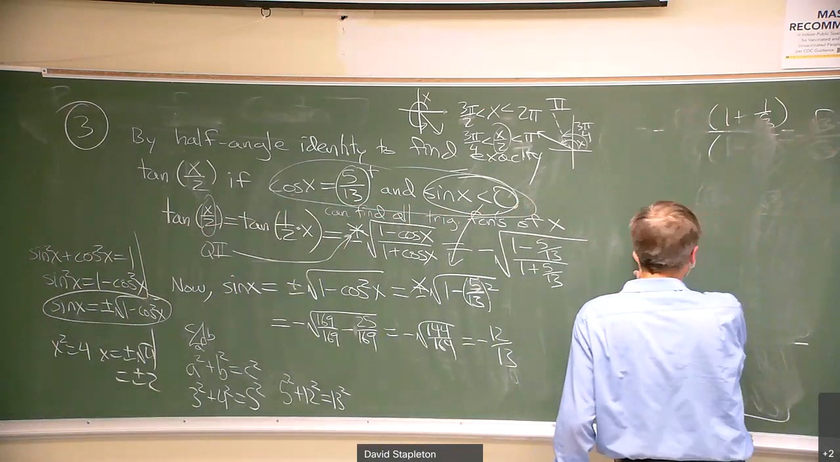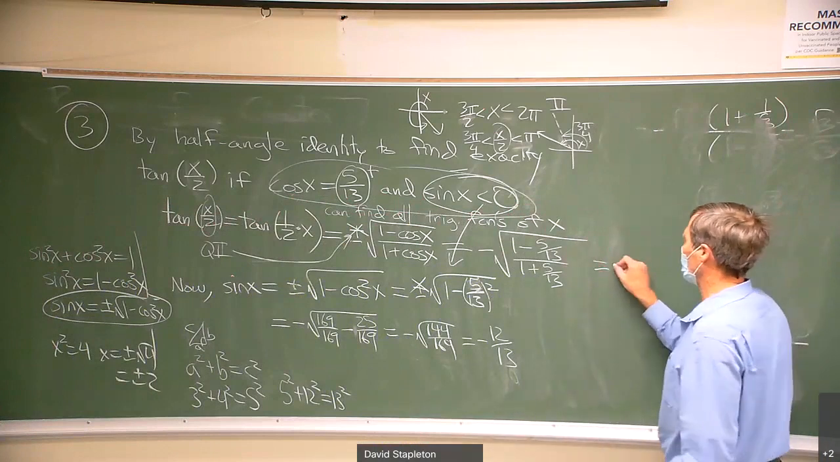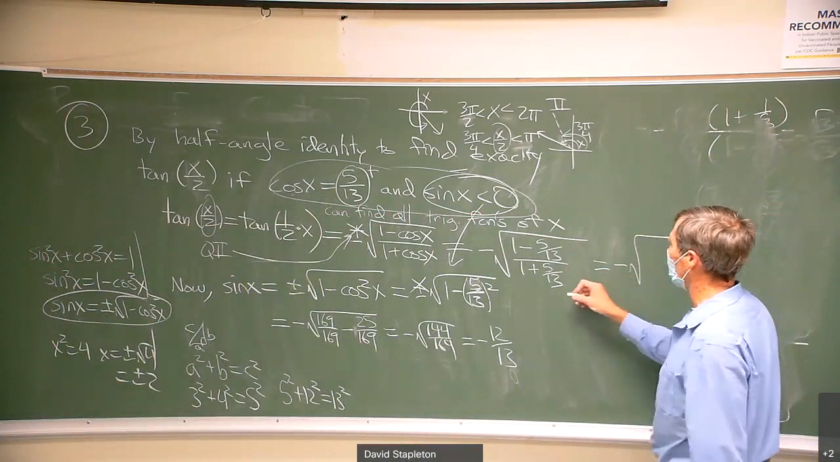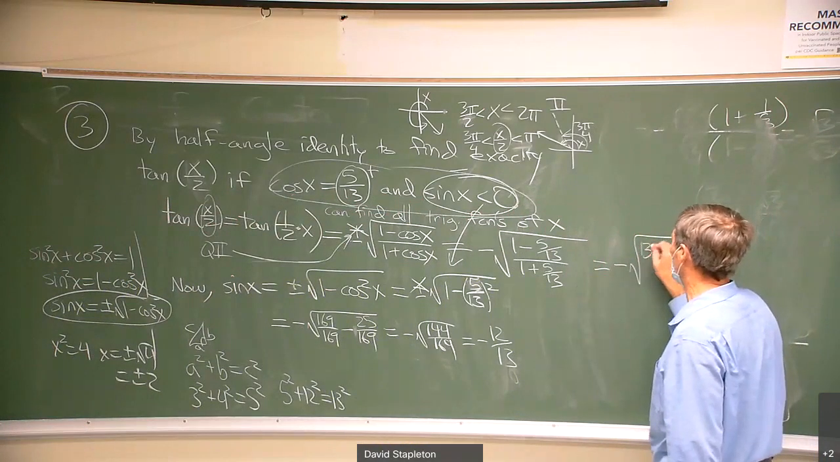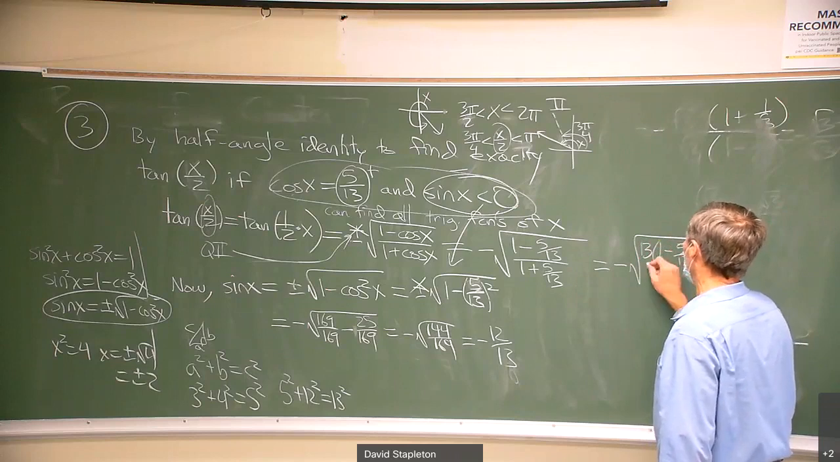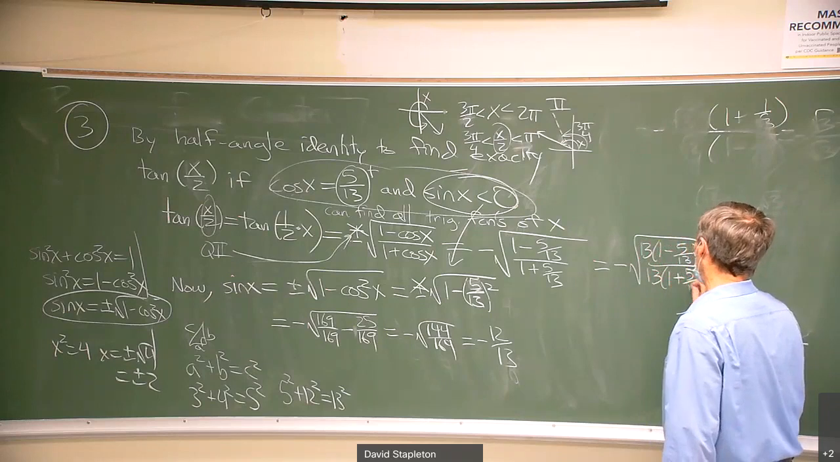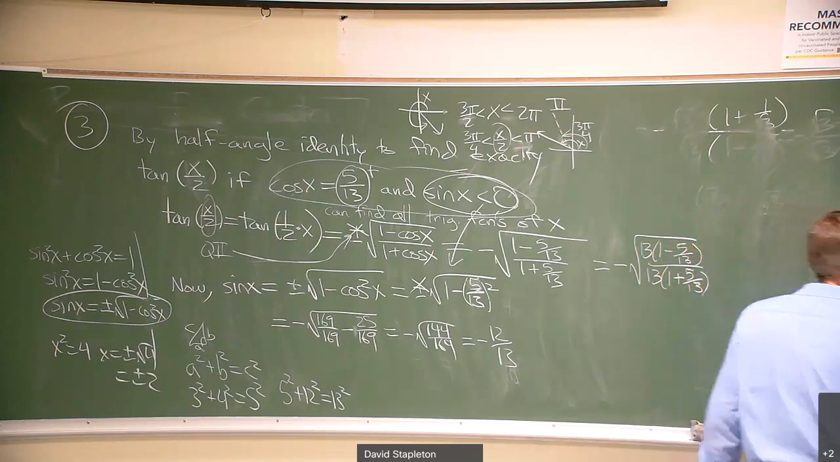Let's see if I got enough. Once again, compound quotient, so this is minus the square root, and I'll multiply the top by 13 to get rid of the denominator, and the bottom by 13, but don't change the quotient. That gets rid of both denominators.